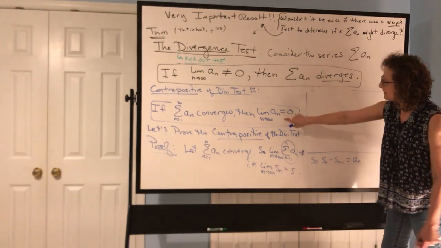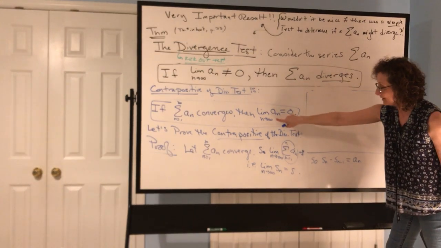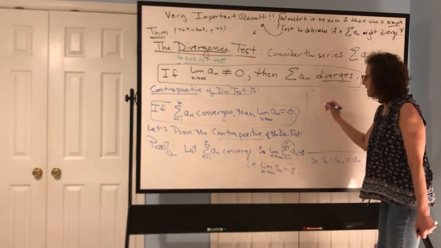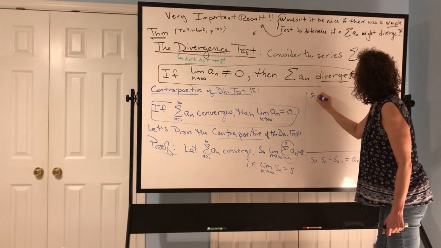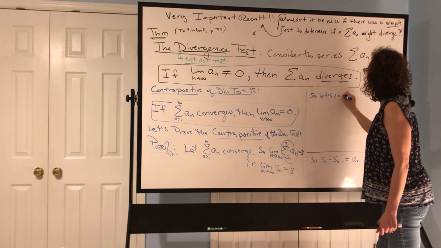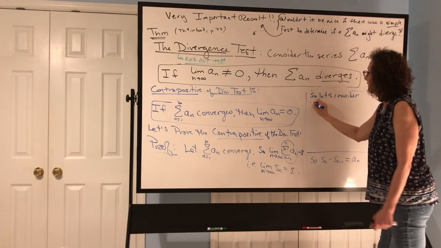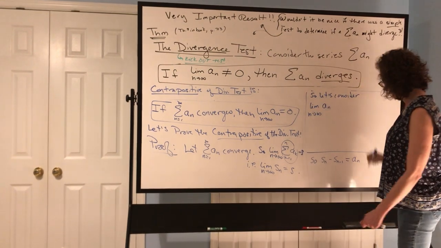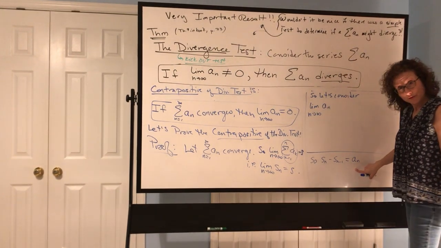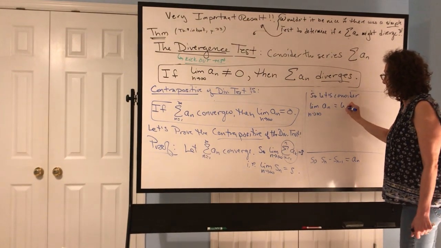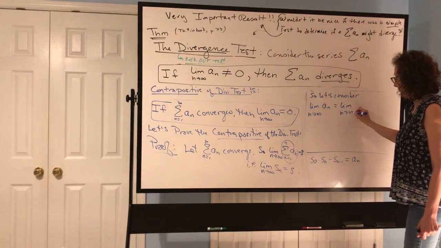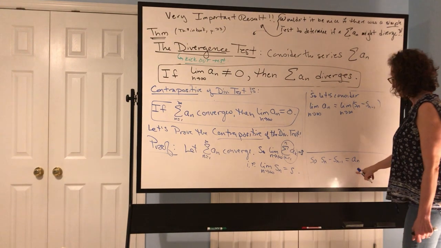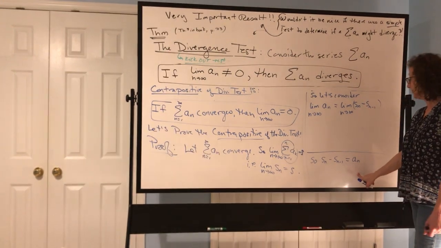Okay, now let's see if we can look at this limit as n goes to infinity of an and see if there's any way we can come up with 0. So let's consider the limit as n goes to infinity of a sub n. Well, by our formula right here, that's the same as the limit as n goes to infinity of s sub n minus s sub n minus 1, from what we just did right there.